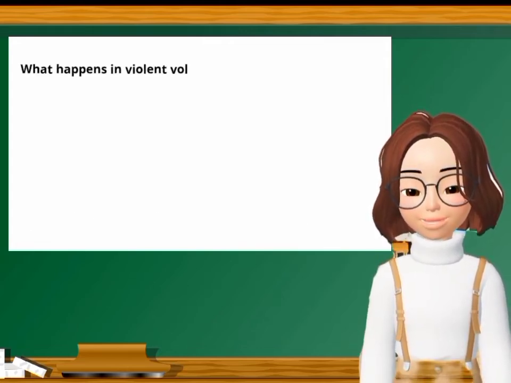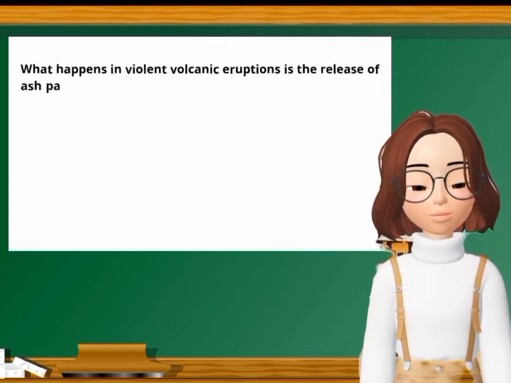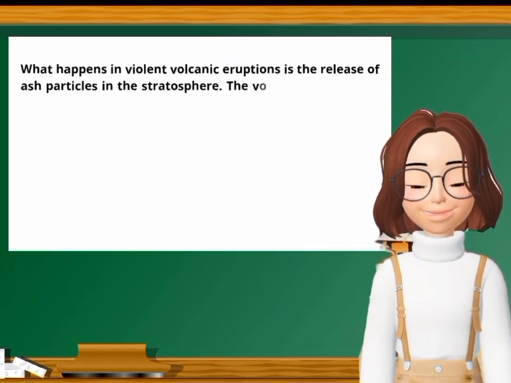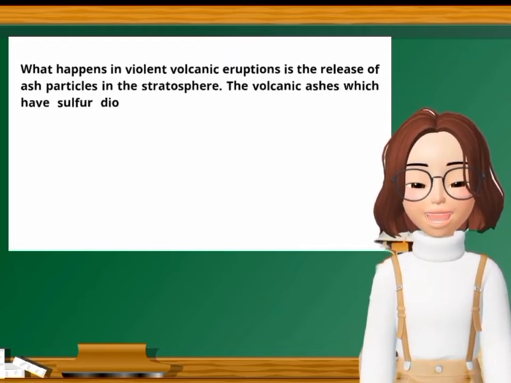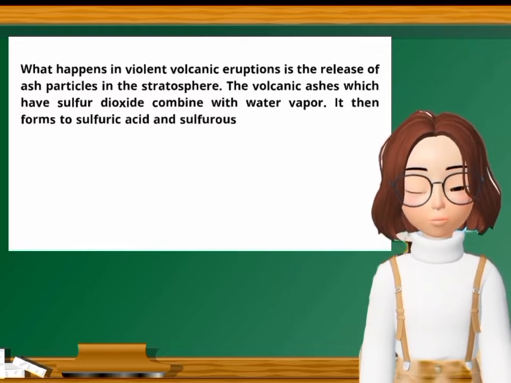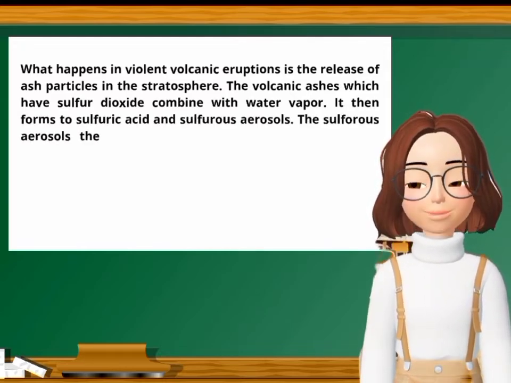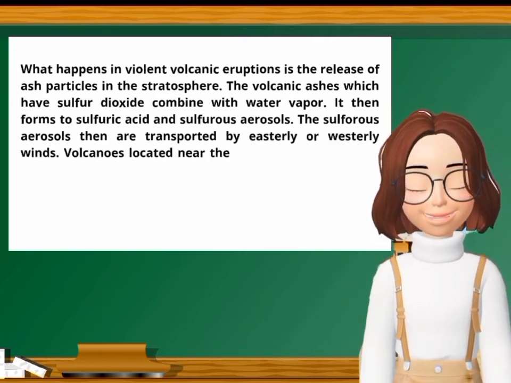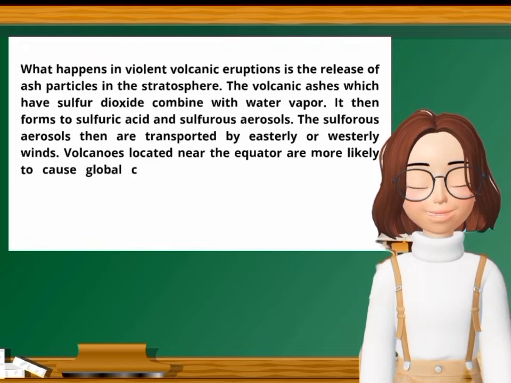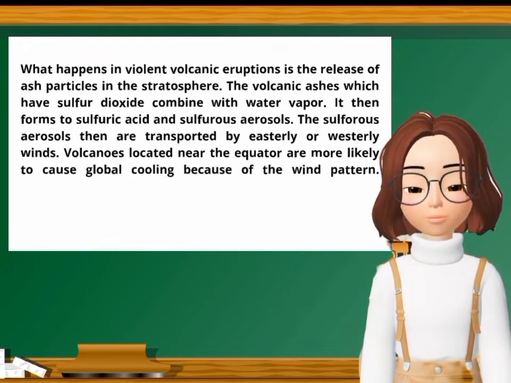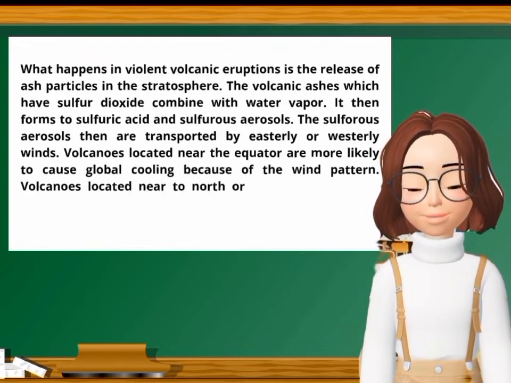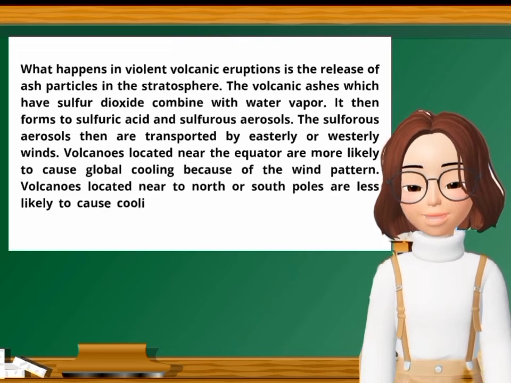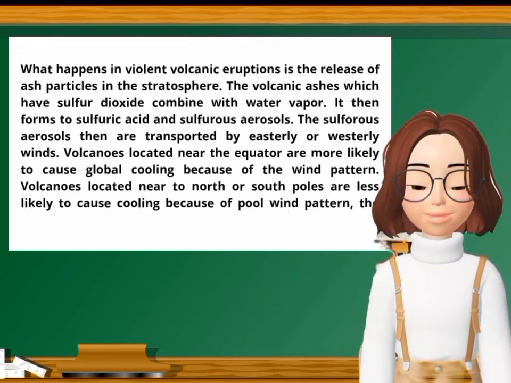What happens in violent volcanic eruptions is the release of ash particles in the stratosphere. The volcanic ashes, which have sulfur dioxide and water vapor, form sulfuric acid and sulfurous aerosols. The sulfurous aerosols are then transported by easterly or westerly winds. Moreover, volcanoes located near the equator are more likely to cause global cooling because of the wind pattern.